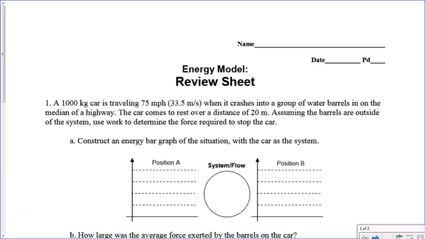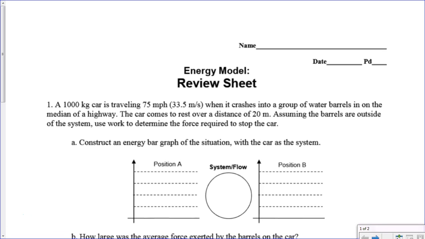Hello, this video is meant to review some concepts from the energy model. Specifically, we didn't talk too much about the equation where we say that work equals force times distance. So this problem set is meant to practice using that particular portion of the equation, although there are one or two of these that don't involve work at all.